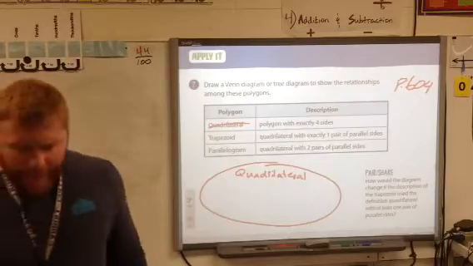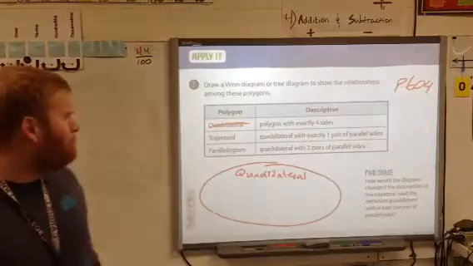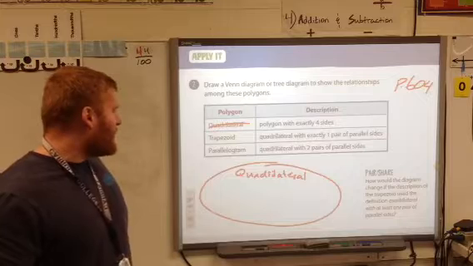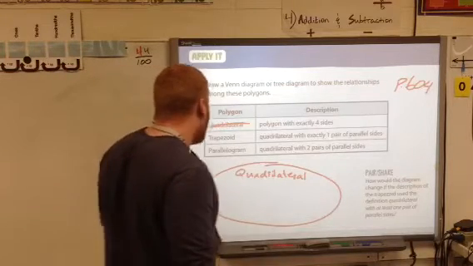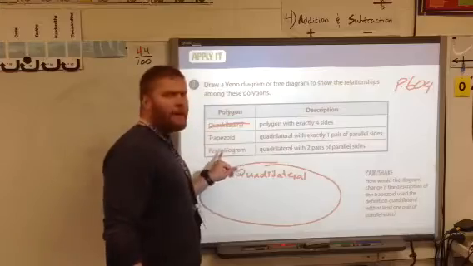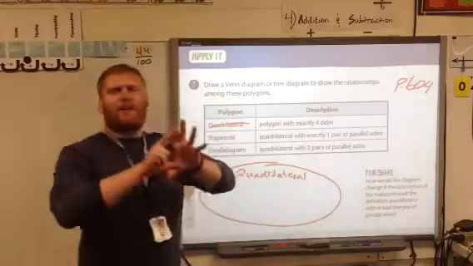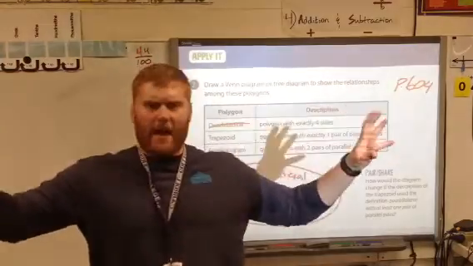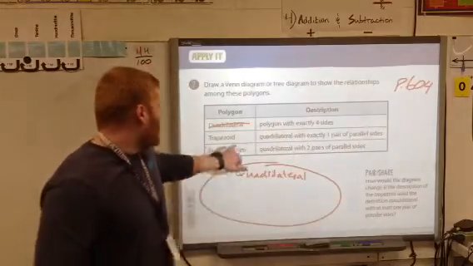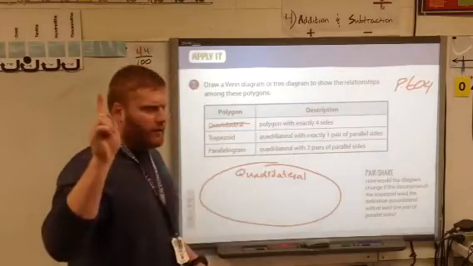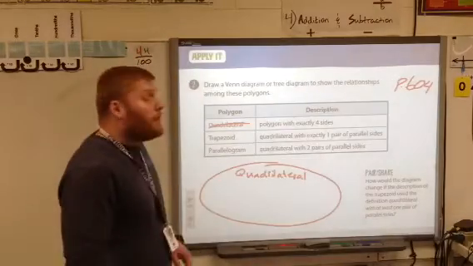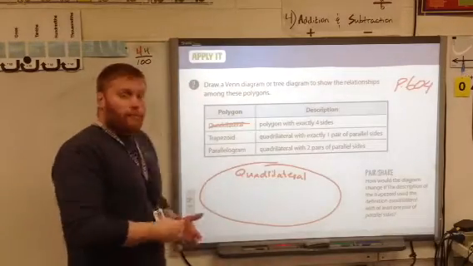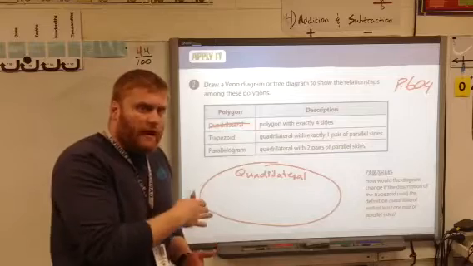Now, they do fit inside quadrilateral, but I don't think they fit within each other. Meaning, a trapezoid is not a parallelogram, and a parallelogram is not a trapezoid. They're in their own, once again, subcategories. Because in a trapezoid, only one set of parallel lines, and in a parallelogram, two sets of parallel lines. But they are both quadrilateral, so they both fit within the quadrilateral category.